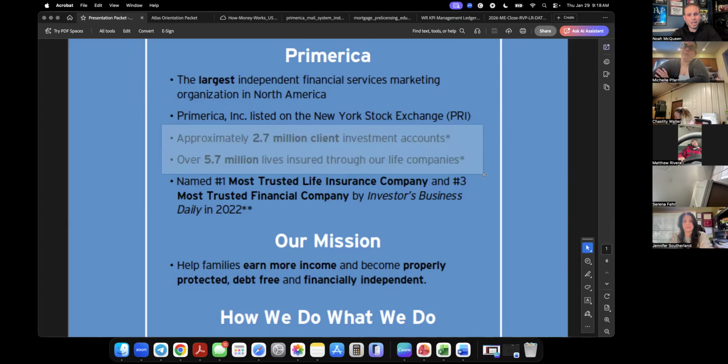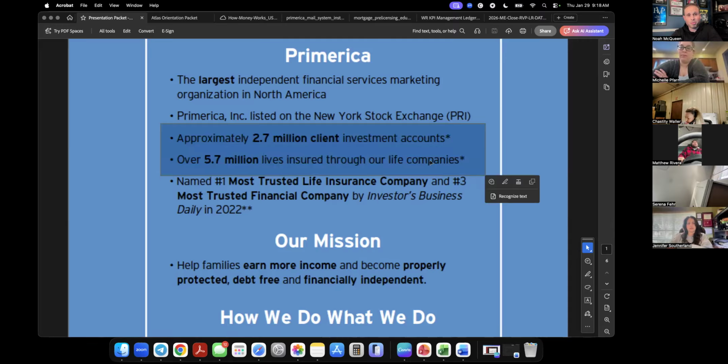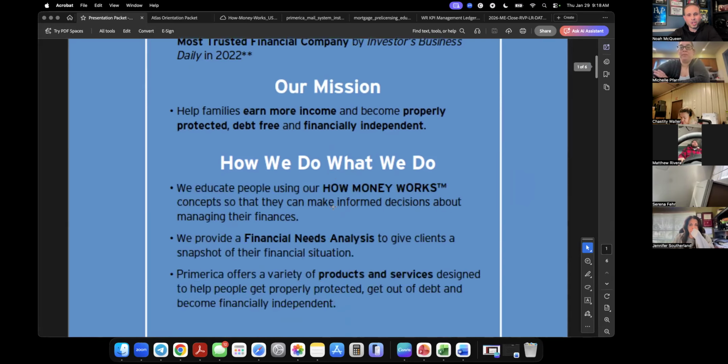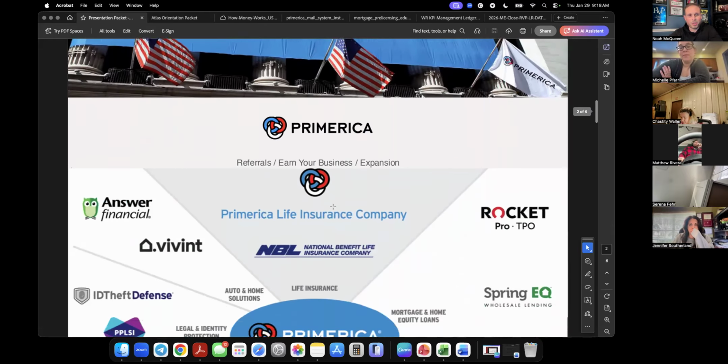And just look at the size of the company. We have close to 3 million investment clients at this point. Almost 6 million people have their life insurance with us. Every year, Michelle, we're in the top one or two producers of term life insurance in the country. You just never heard of us, right? Yeah.